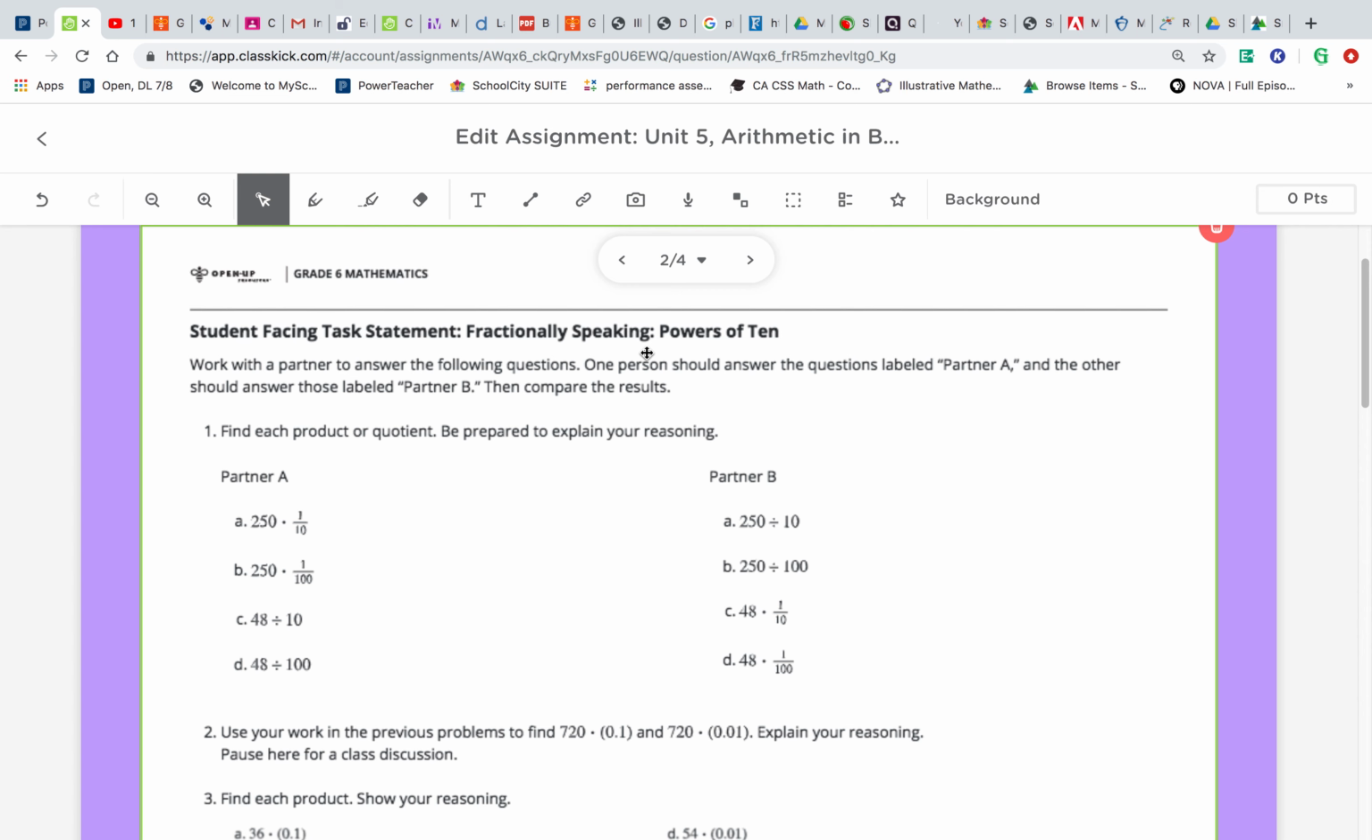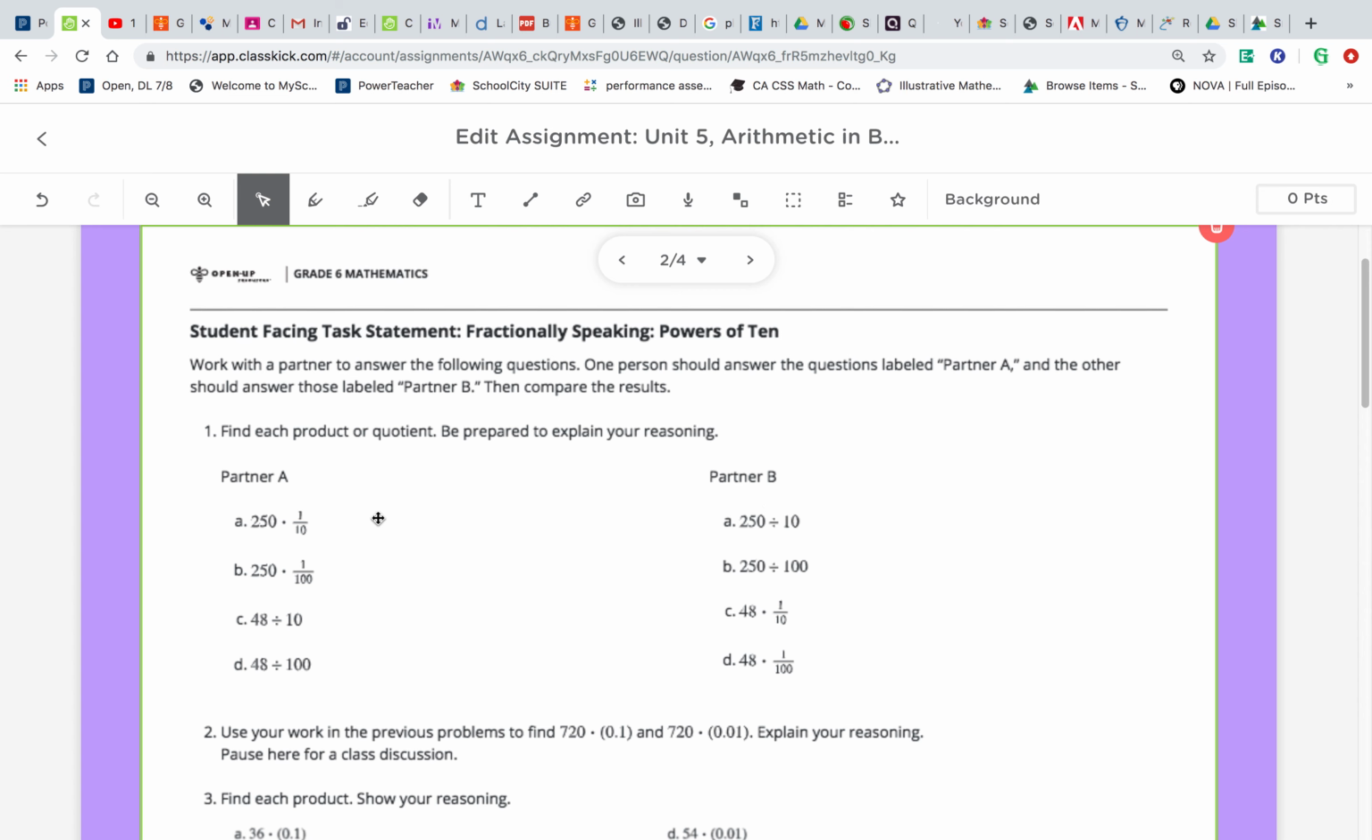All right, so some of this should be a little bit of a review for you, but in case you didn't quite learn it in 5th grade or you forgot it, we're going to cover it now. Okay, so you were working with a partner for number 1 to find the product or quotient for a list of problems. Partner A, partner B.